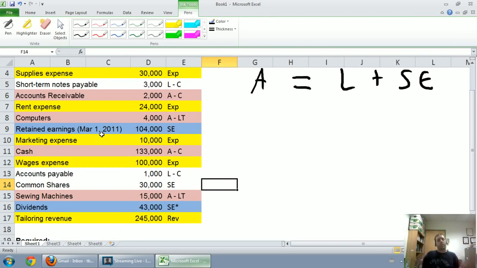But it's not just enough to list them in any random order. We have to list our assets and our liabilities in order of liquidity, and that means what's most likely to be used up first, or in the case of liabilities, which bill is going to be paid the soonest. So when I look at my assets, cash always comes first. Cash is absolutely the most liquid of assets. Next would absolutely be accounts receivable. We expect to collect all of our receivables in 30 days, maybe 60 or 90. Computers last more than that, so do sewing machines. So we'll go cash, then accounts receivable. Then we've got computers versus sewing machines.